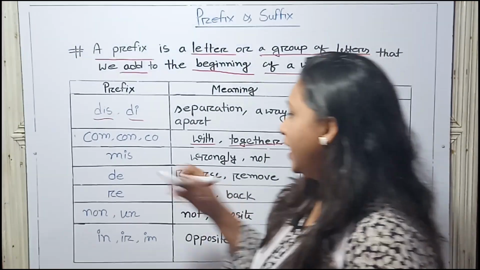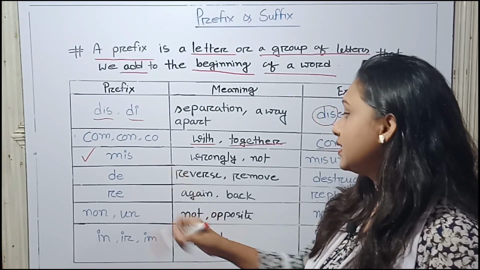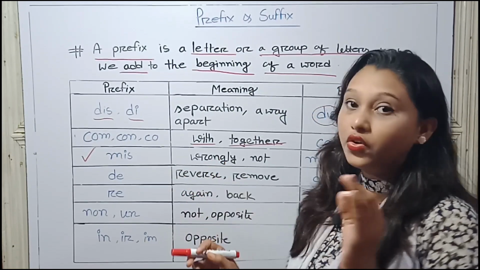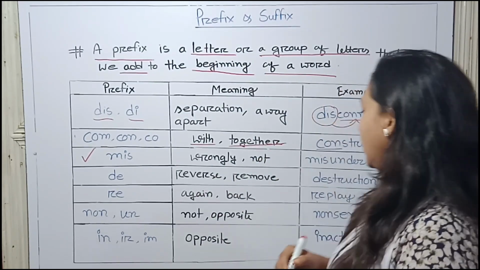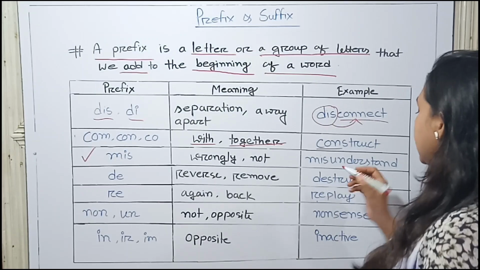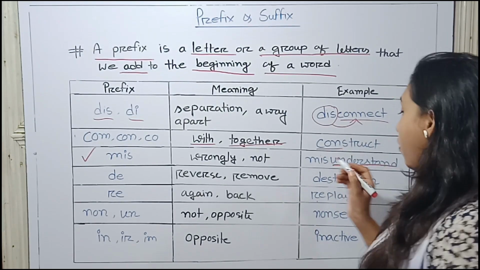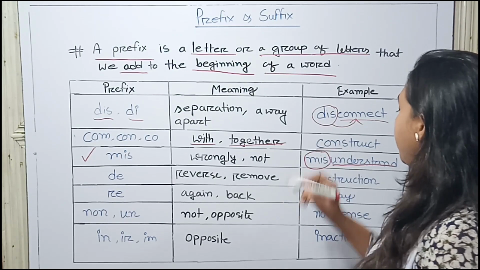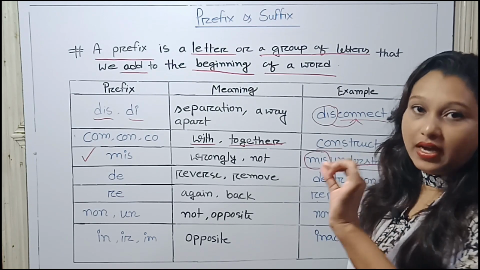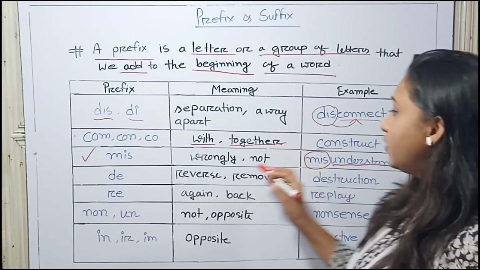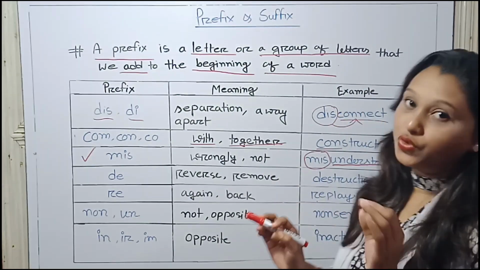Now, my next prefix is miss. Miss means wrongly or not. Here is an example for you. You can see our root word was understand, and before understand I use here miss. So now my new word is misunderstand. So this is the way you can use prefix miss before a root word.